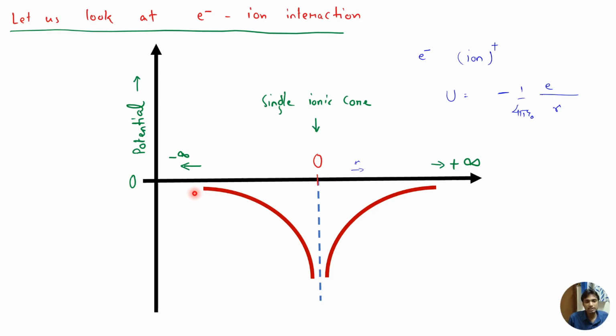Similarly, from the other side, if it comes, it will start decreasing towards minus infinity as it approaches the ionic core. So this is about a single electron looking at a single ionic core. But in a solid, it will have a periodic arrangement of those ionic cores. So let us look at what will happen in that case.